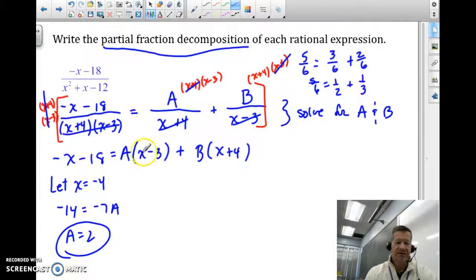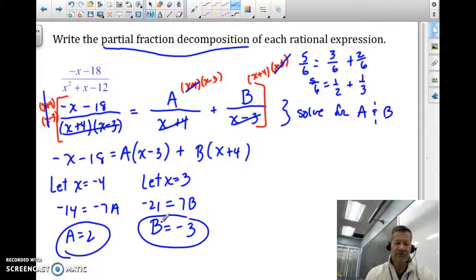Now, next, I'm going to try to figure out b by eliminating a. How can I eliminate a? Well, I can let x equal 3. Now plugging 3 in, the opposite of 3 minus 18 is negative 21 equals 3 minus 3 is 0a, so that's gone, plus 3 plus 4 is 7b. Dividing both sides by 7, I find out that b is negative 3.